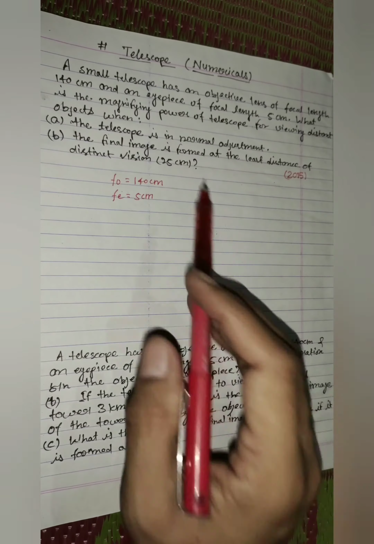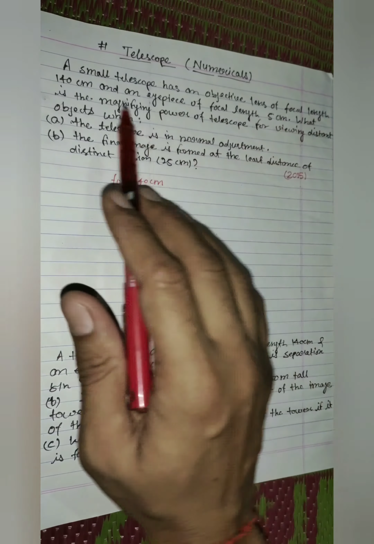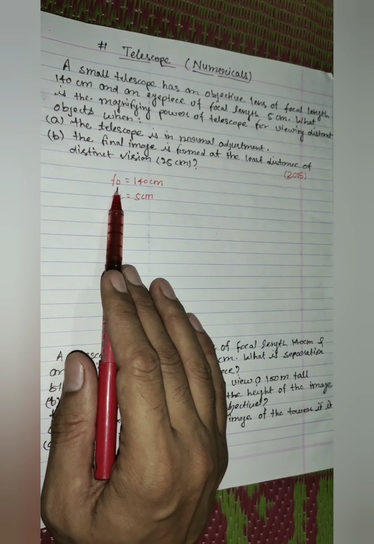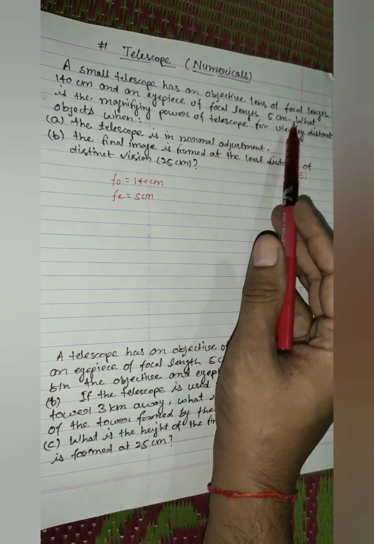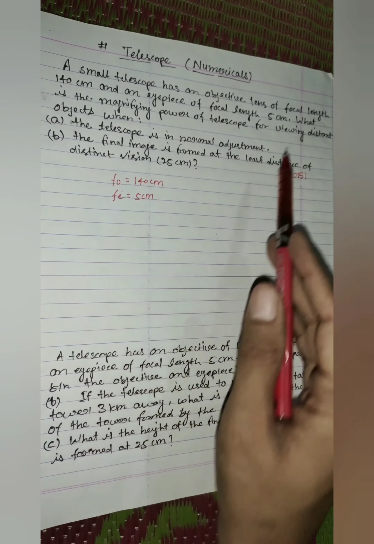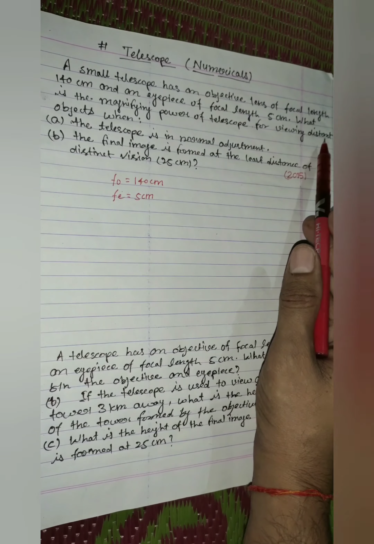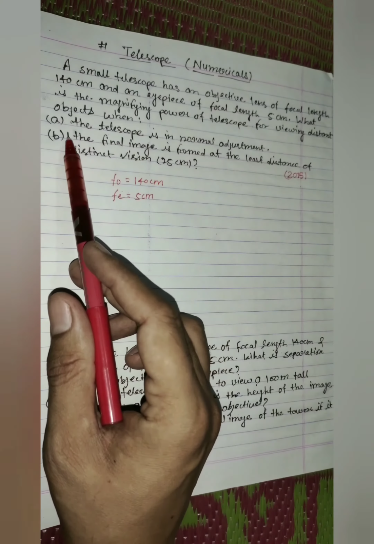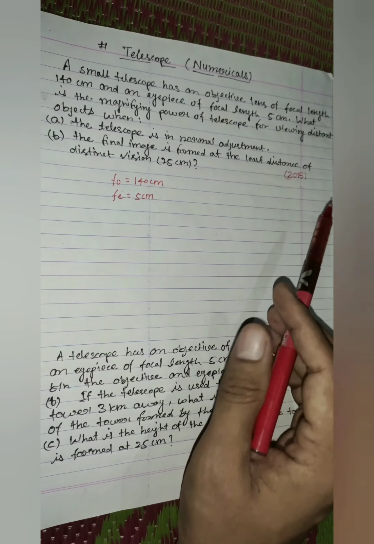The first numerical is: a small telescope has an objective lens of focal length 140 centimeters. So here FO equals 140 centimeter, and an eyepiece of focal length 5 centimeter. What is the magnifying power of the telescope for a distant object? The first case is when the telescope is in normal adjustment.